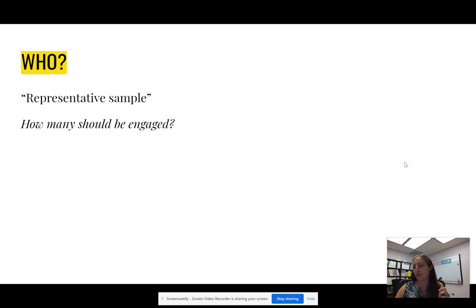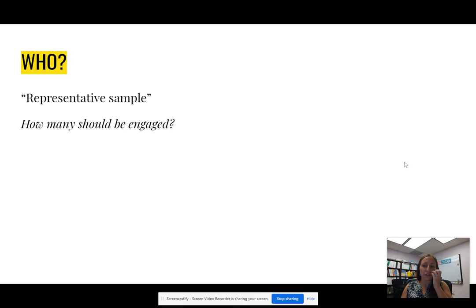Who do we want to check for understanding? So the textbook answer is a representative sample. A lot of times we'll say call on a high, a middle, or a low student. Instead, I like to ask how many students should be engaged. And really the answer to that should be 100%. If I'm not checking for understanding of all students, they may not even know that they don't get it until they're asked to try a problem.